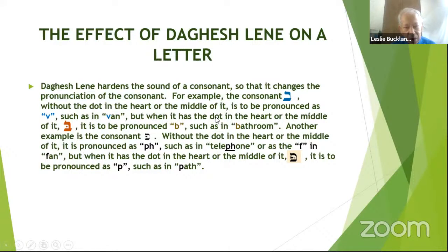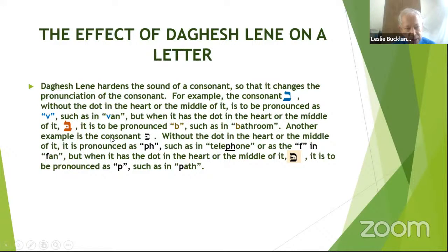But when it has the dot in the heart or the middle of it, as you can see here, here is Baith. It's not even said to be Vaith, but it is Baith. And it is pronounced B, such as in bathroom. Notice the change in the pronunciation. It changes from a V to a B when there is a dot in the middle or the heart of the consonant.